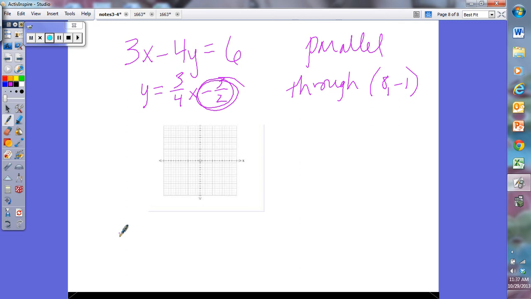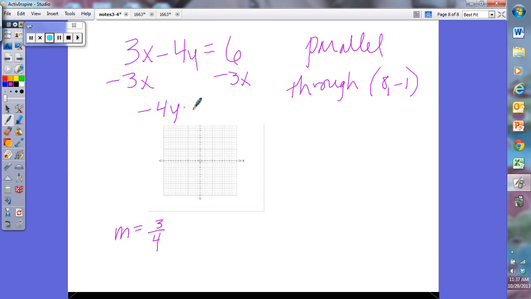So what we want to do is say our new slope has to be 3/4. And let's go back and figure out why the slope is 3/4. I kind of went through that quickly. If I minus 3x and minus 3x, then I have negative 4y equals negative 3x plus 6. When I divide by negative 4, that's where the positive 3/4 comes in.